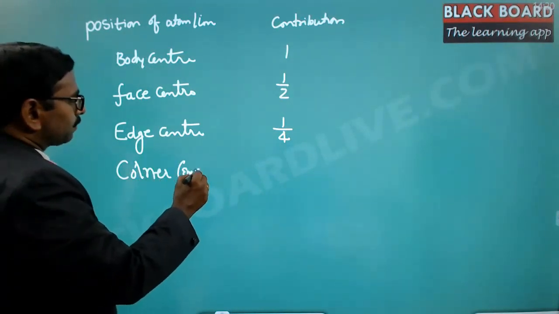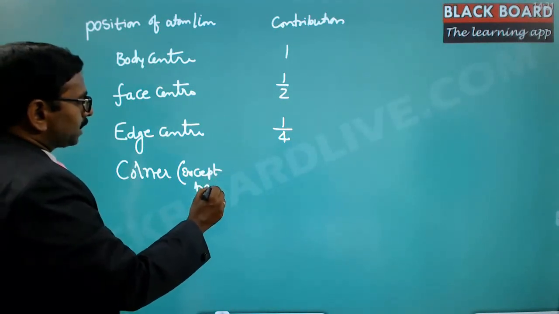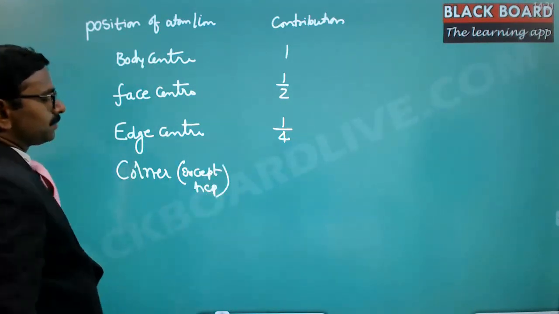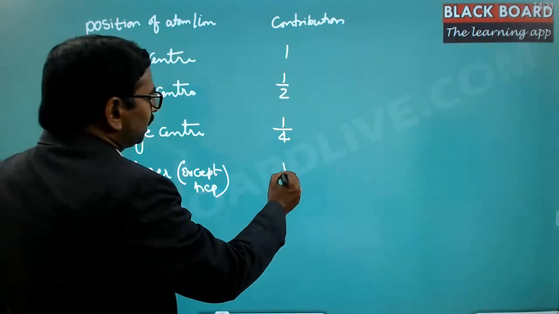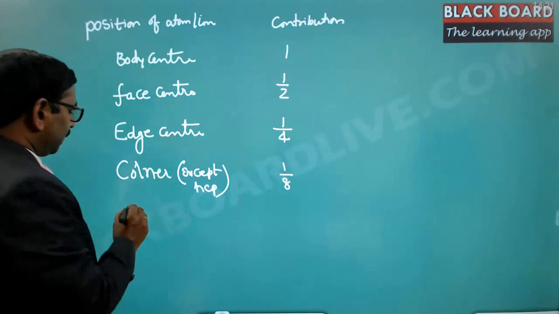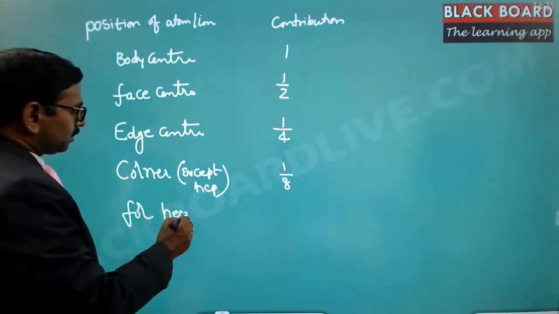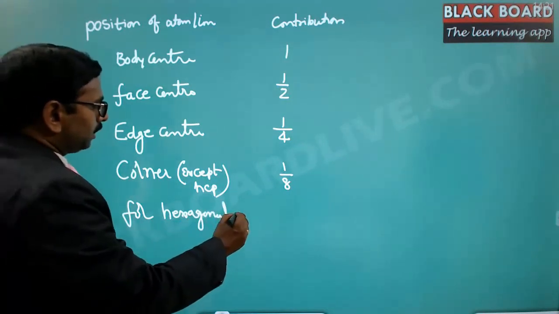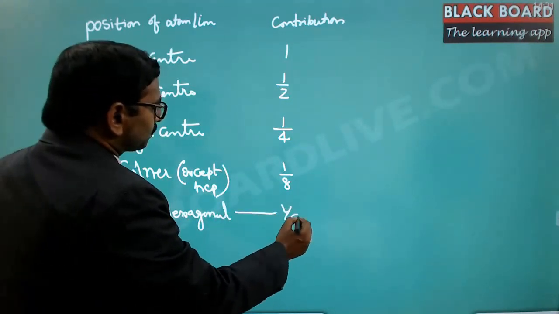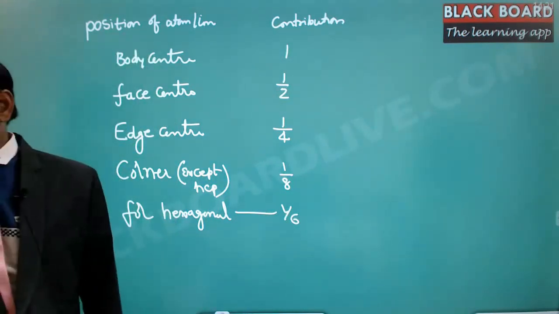except in HCP, the hexagonal close packing system, it is 1/8. For HCP, for hexagonal, it is 1 by 6. These are the contributions.